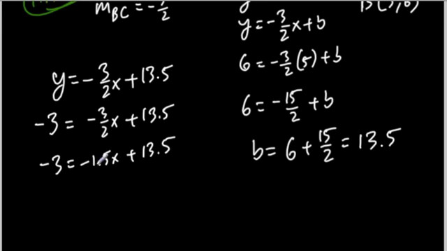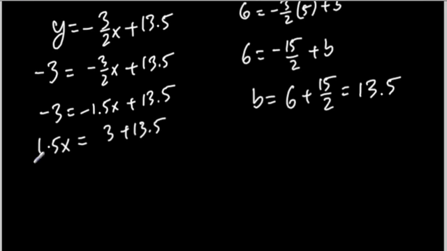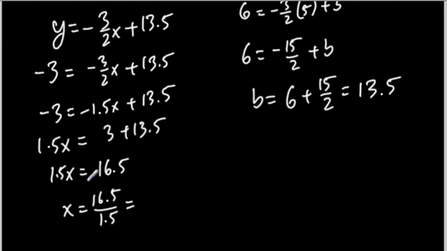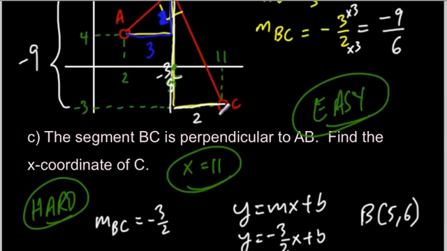I can add 1.5x to both sides because I want this to be positive, and I can add 3 to both sides as well. So 1.5x is equal to 3 plus 13.5, so 1.5x is equal to 16.5, and x is equal to 16.5 divided by 1.5. Because this is a paper 2 question, you can just divide that using your calculator, and you'll get 11, which is exactly what we want. So the x-coordinate of that point C is now 11.